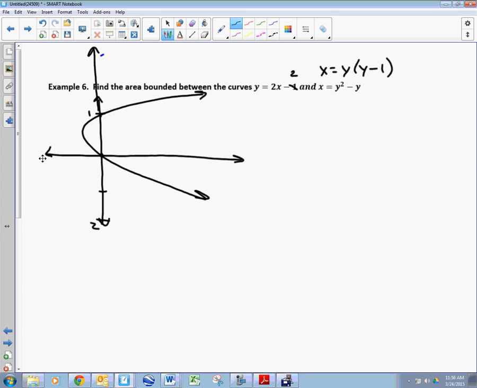Okay, and then 2x minus 2. So down 2 units, and then over 1, up to over 1, and so on and so forth. So it looks like this might be that one. Something like that.